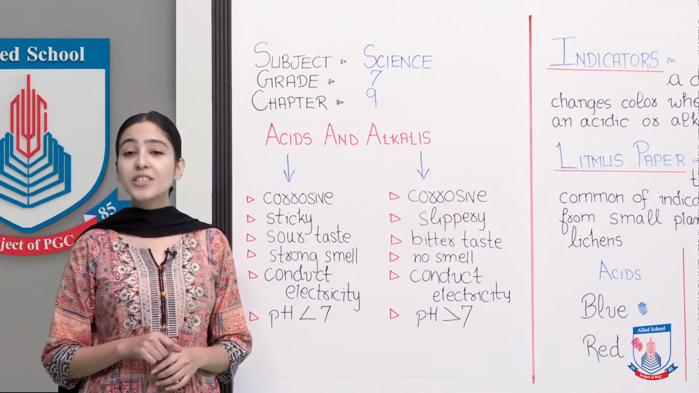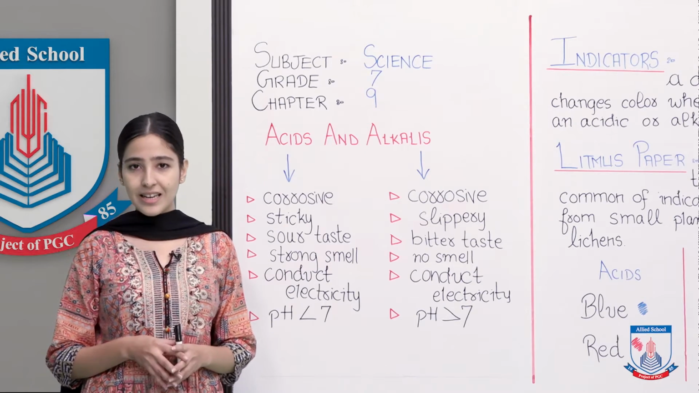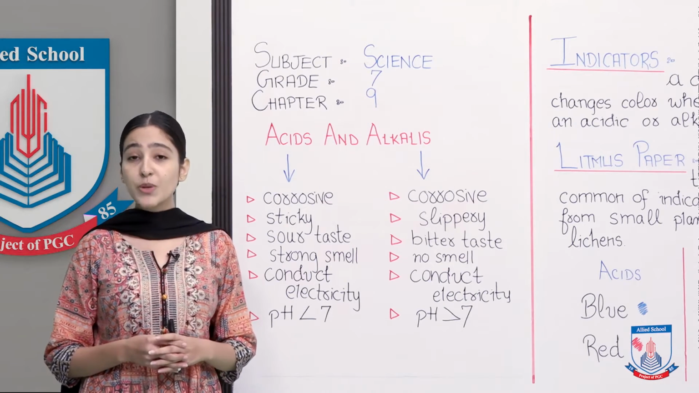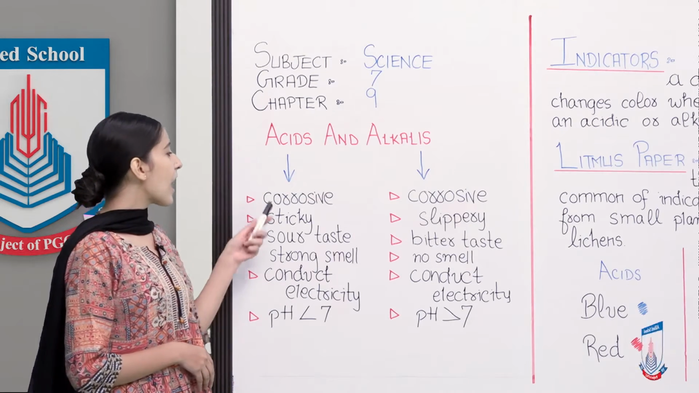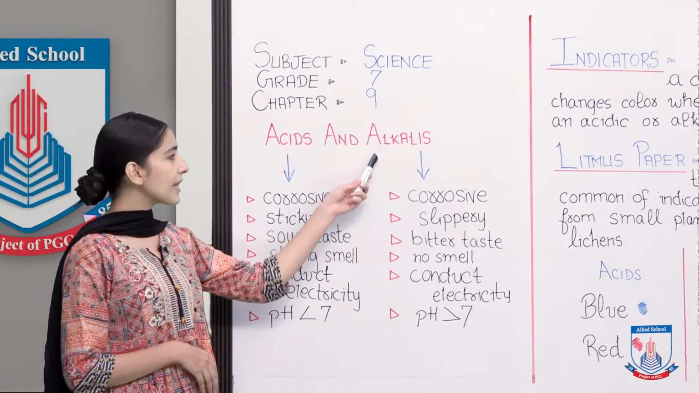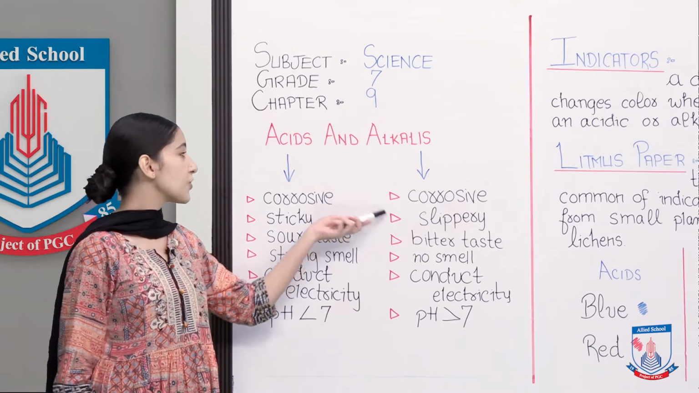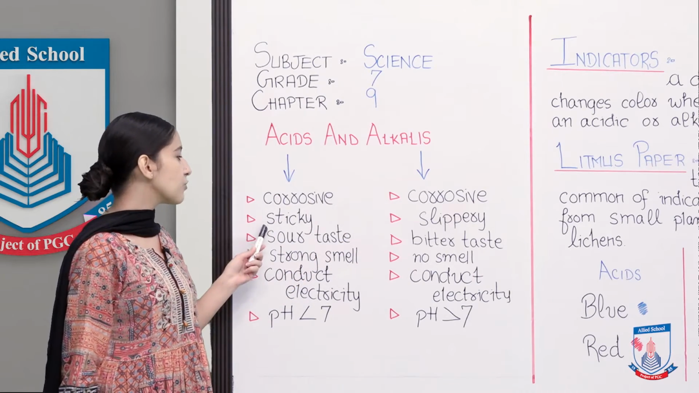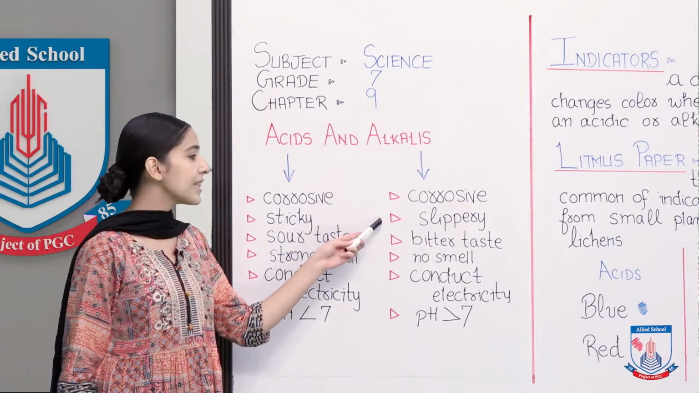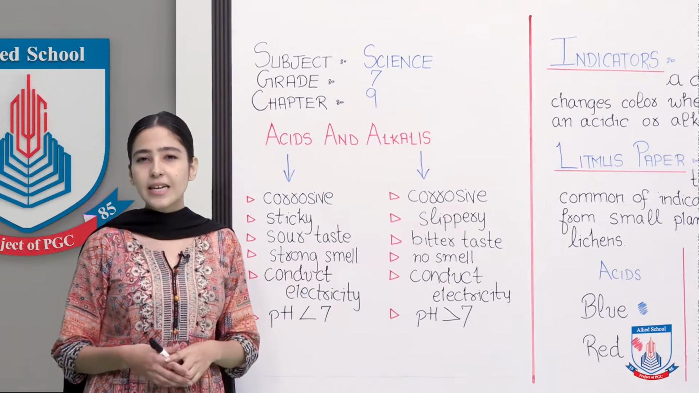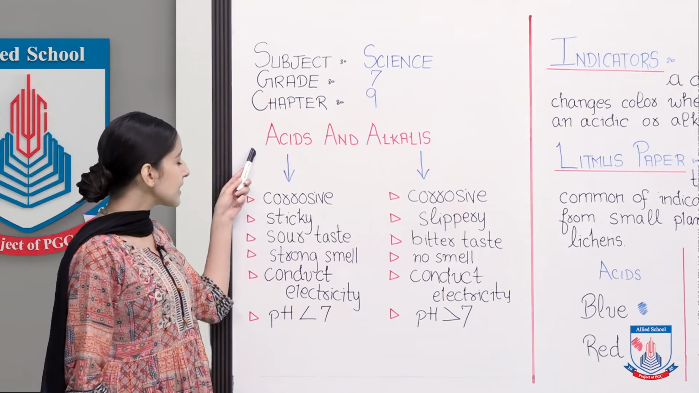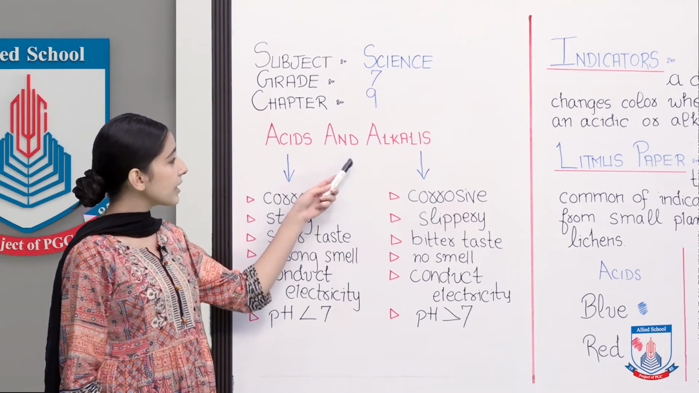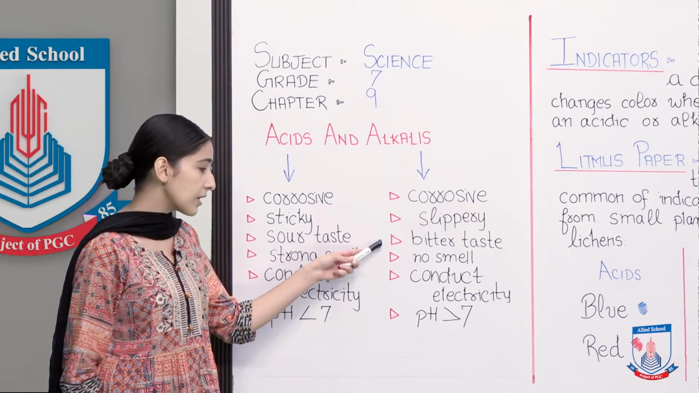Previously we studied what are acids and what are alkalis. Here is a comparison between both to make it simpler for you. Acids are corrosive in nature, while alkalis are also corrosive in nature. Acids are sticky to touch and alkalis are slippery to touch, or we can say that it has a soapy texture. Talking about taste, acids taste sour while alkalis taste bitter.